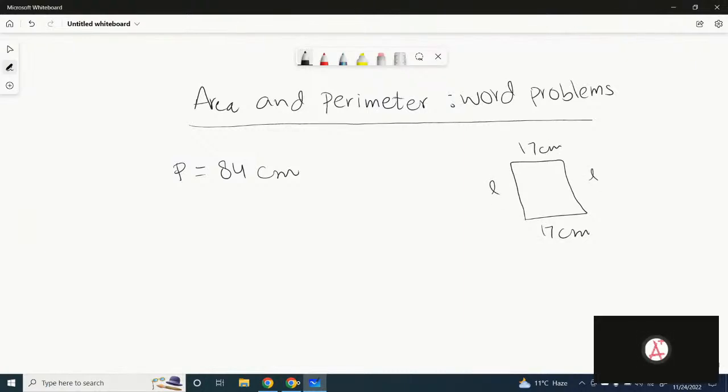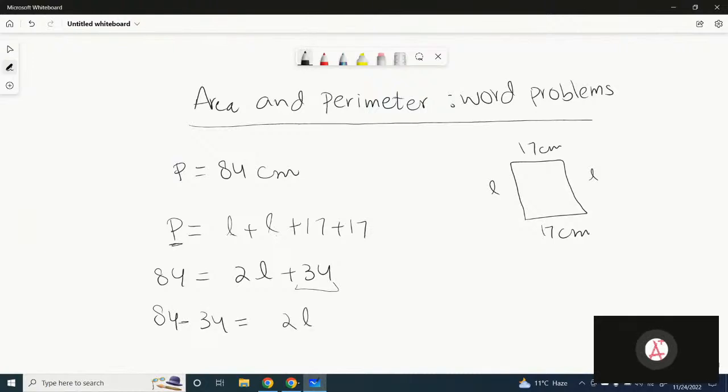So for the perimeter, we have to add all four side lengths. Got it? So perimeter should be L plus 17 plus L plus 17. We have the value of the perimeter, it is 84. L plus L makes 2L, and 17 plus 17 makes 34. Subtract 34 from both sides: 84 minus 34 equals 2L. So 84 minus 34 is 50. 50 equals 2L. Divide both sides by 2 because you have to find the value of L. Then L equals 25.